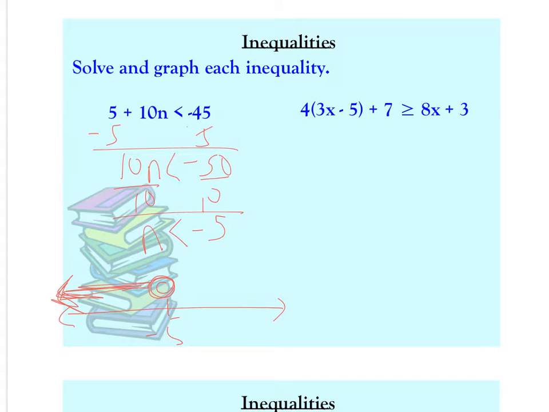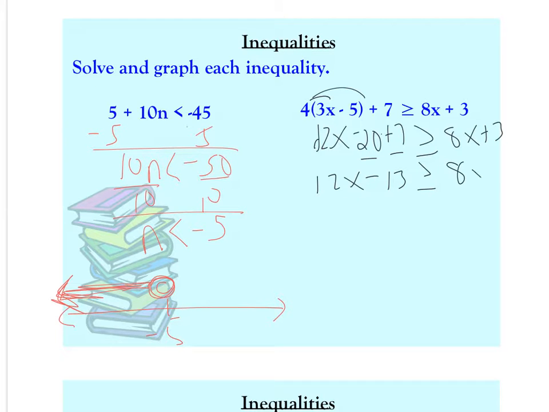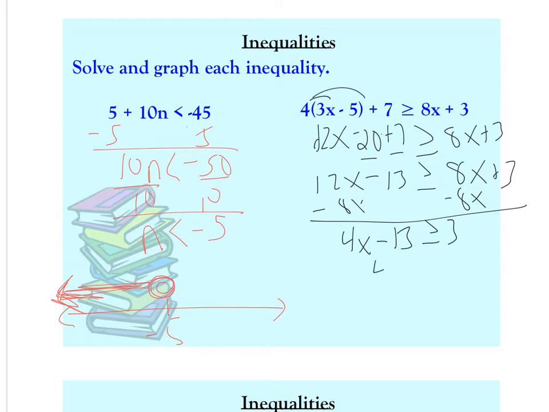Oh, this one has a little bit more going on, so I need to simplify that left side. So distribute the 4. So I get 12x minus 20 plus 7. It's greater than or equal to 8x plus 3. So the minus 20 and the plus 7 can be put together to give me 12x minus 13 is greater than or equal to 8x plus 3. So now I want to get the variable on one side. Move the 8x over. 4x minus 13 is greater than or equal to 3.